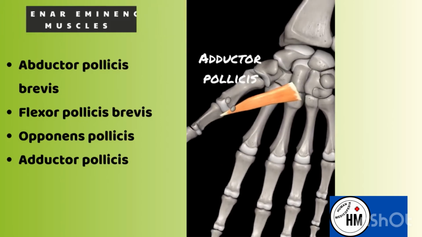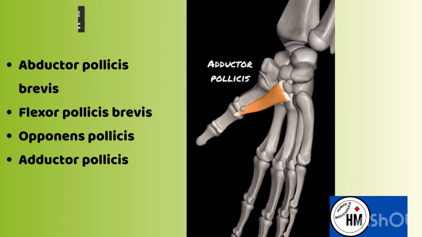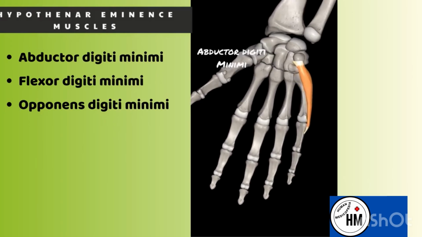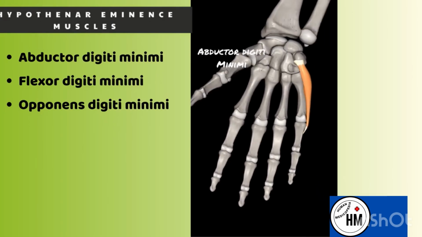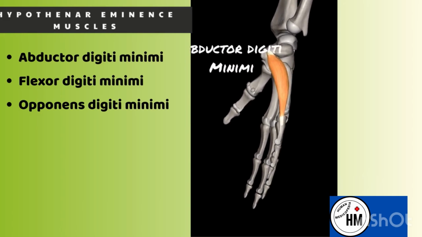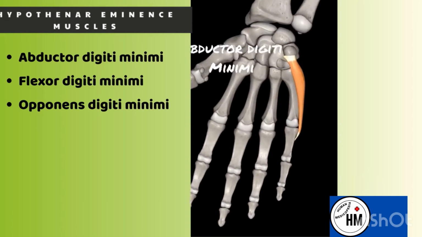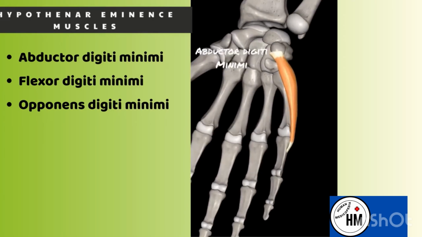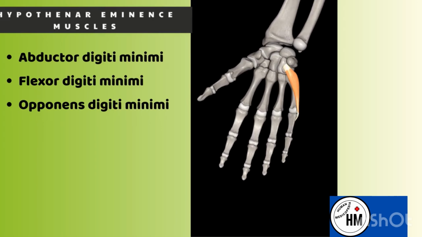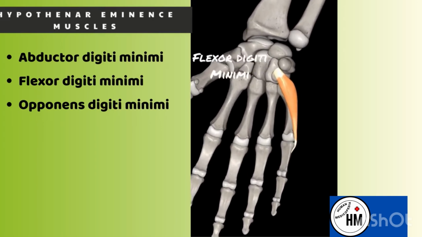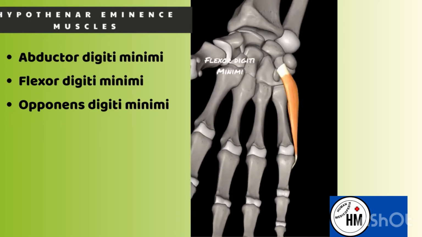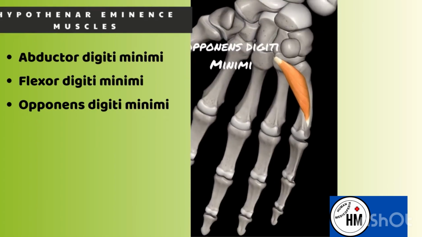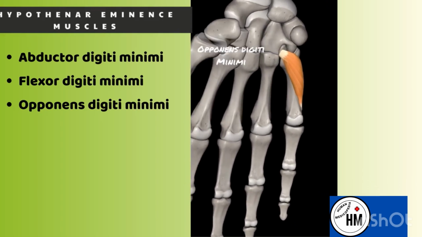Now let's talk about the muscles of hypothenar eminence. These are the muscles that are present at the base of the little finger. These are 3 in number, and firstly we will discuss abductor digiti minimi. Digiti minimi means little finger. As the name indicates, this muscle will move the little finger away from the body. Now flexor digiti minimi. Action of this muscle is to flex the little finger. The opponens digiti minimi will help in the opposition movement of the little finger.